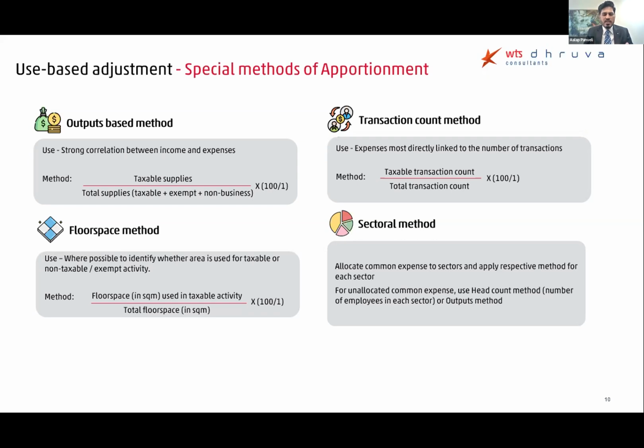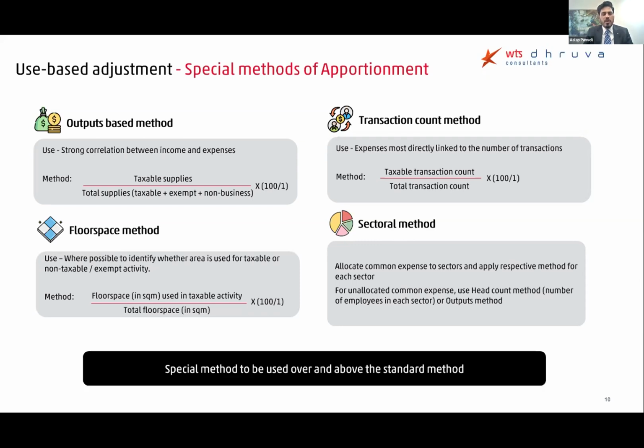Now, apart from these, there could be some residual expenses which do not apply to each sector and sit at a group level. For those expenses, the FTA has given 2 methods. One is the headcount method, which is the number of employees in each sector over total employees in the business, and the second is the output method. So, yeah. Next slide is the common errors which we've seen in input tax apportionment.